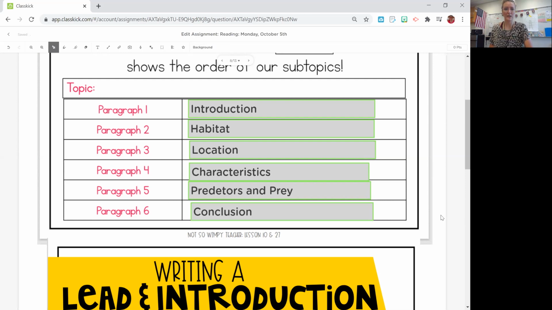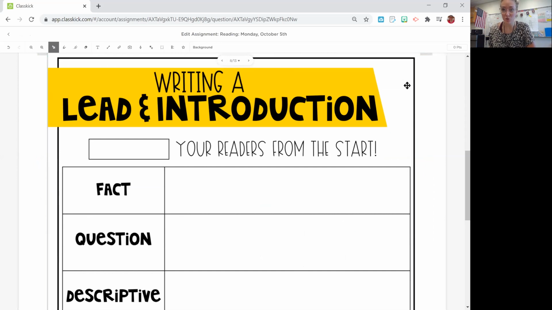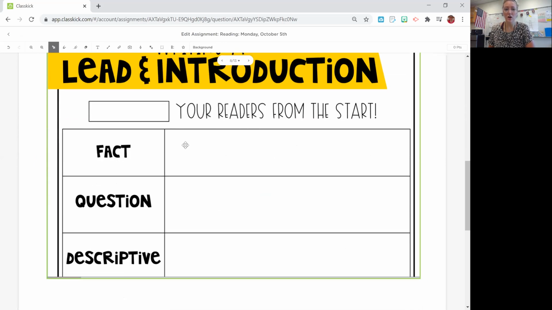Now we're going to go ahead and start with our first paragraph today, our introduction. Now, when you're reading a story, you normally keep reading it if it sounds interesting in the beginning. Good writers get their readers interested at the start of their story. So the lead is the beginning of your story. So we're going to start off with a fact about grizzly bears that's maybe pretty interesting.